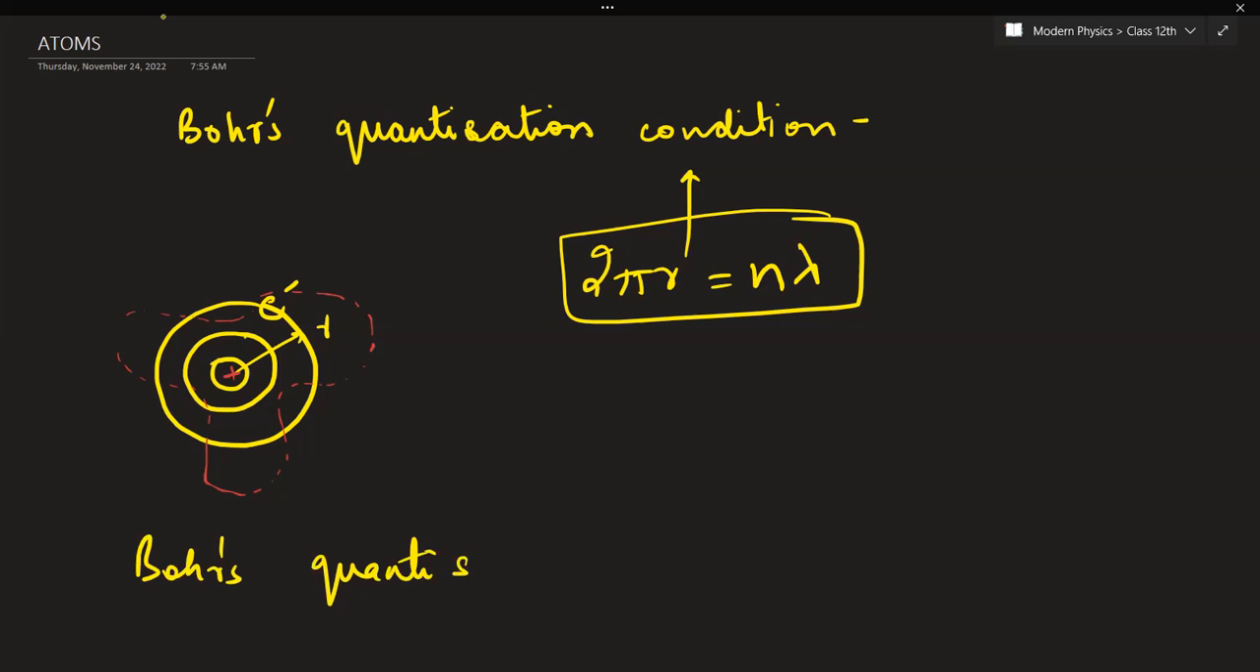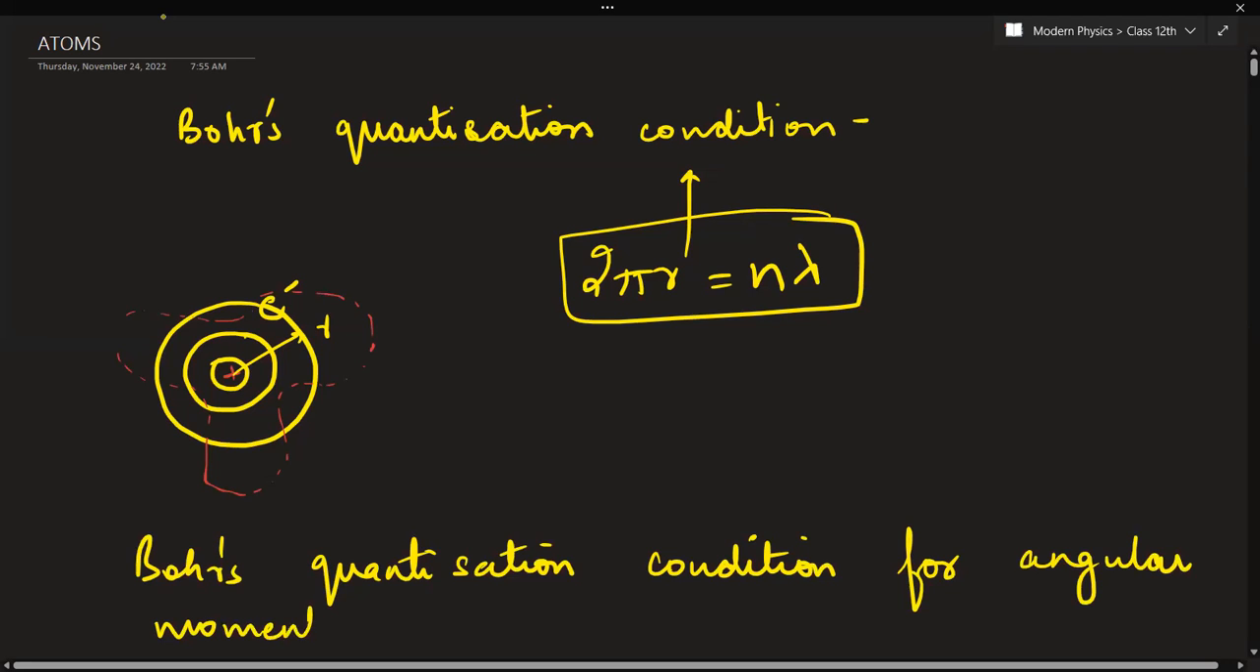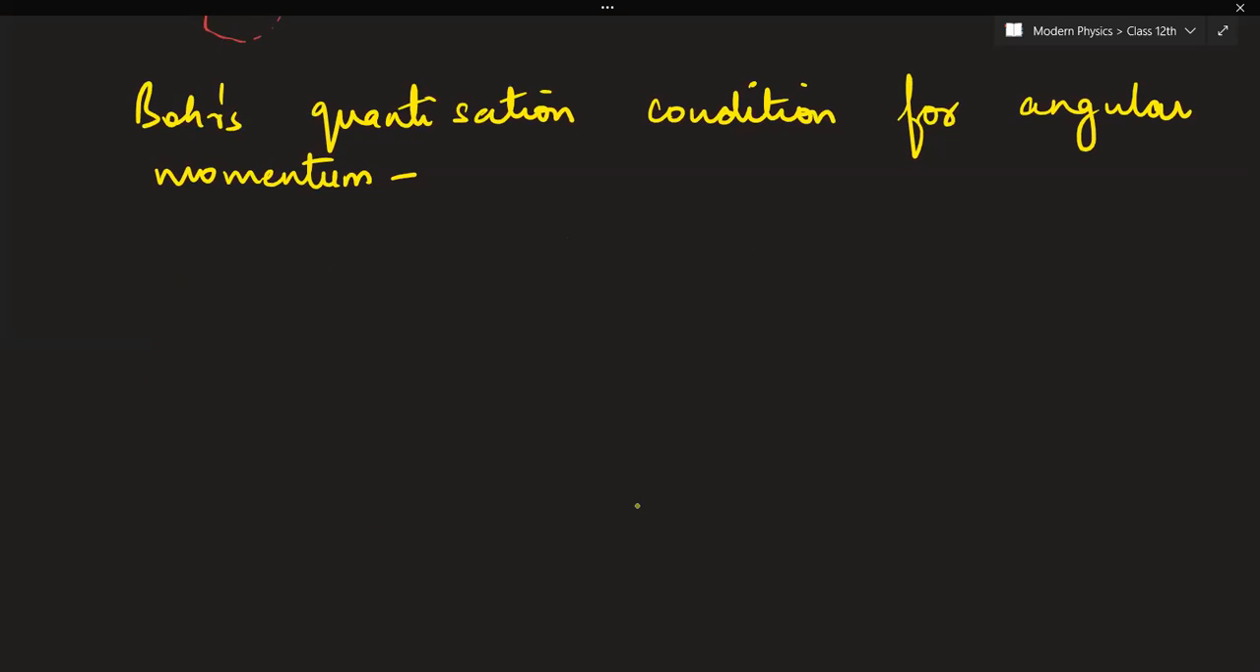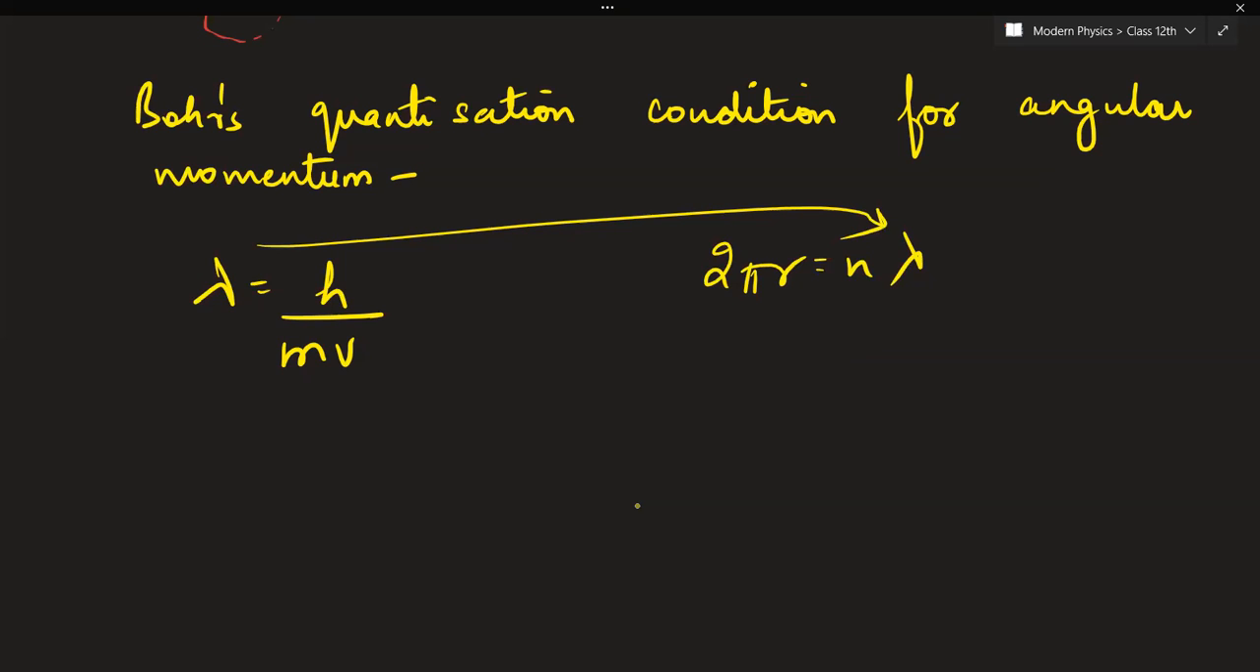Bohr's quantization condition for angular momentum. So see, now relate with this formula. Lambda was h by mv. We did de Broglie wavelength: lambda was equal to h by mv. So 2 pi r is equal to n lambda. Now put the value of lambda in this equation. So this becomes 2 pi r equal to nh by mv. Correct? 2 pi r is equal to nh by mv.